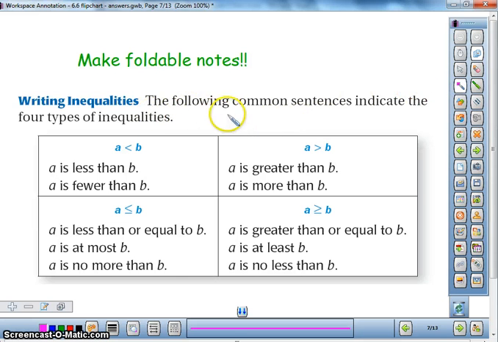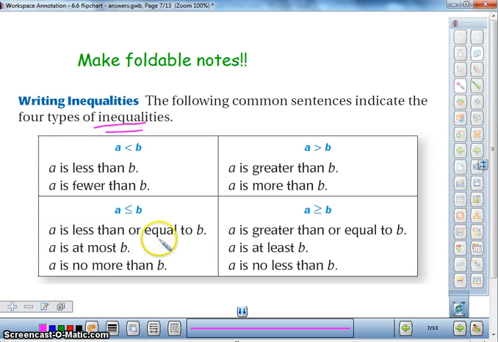So when we write inequalities, these common sentences indicate 4 different types of inequalities. And I want you to think about this one. When we know A is less than B, the phrase less than, but sometimes fewer than is used. We have greater than and more than. These are the ones that I know you talked about earlier this year in chapter 3, also with Ms. Gridsteimer as we were looking at those.